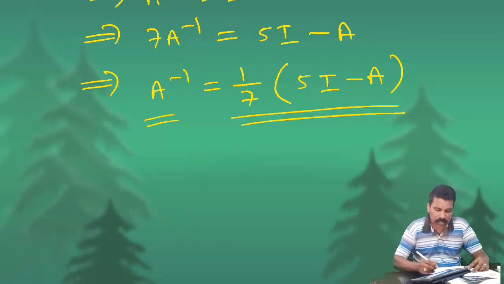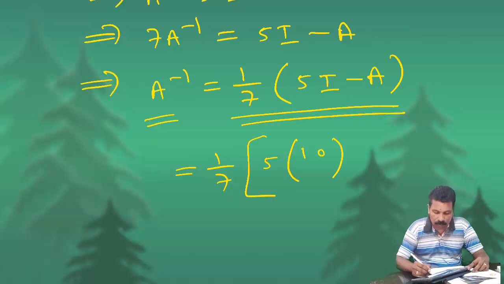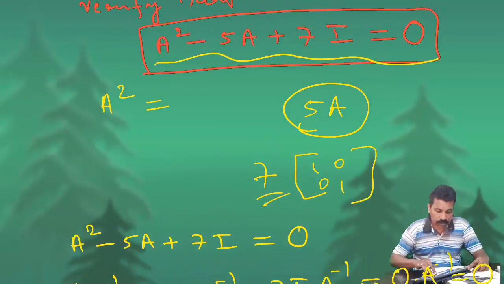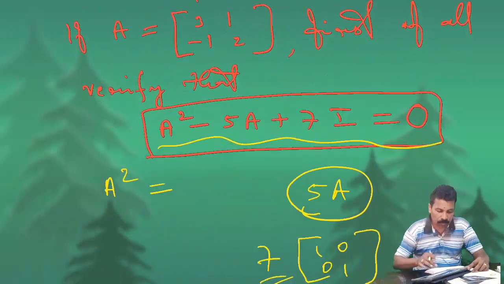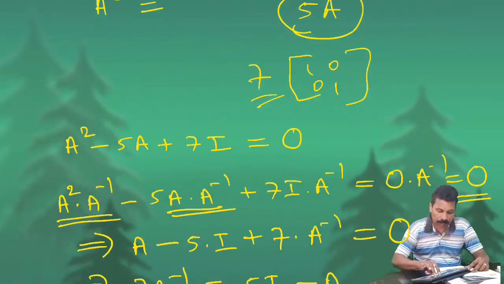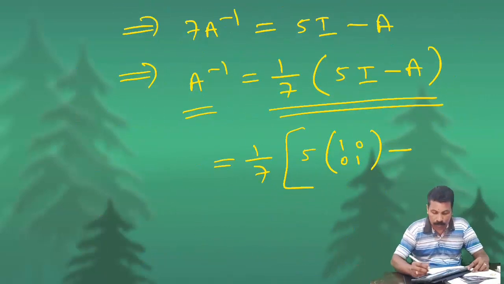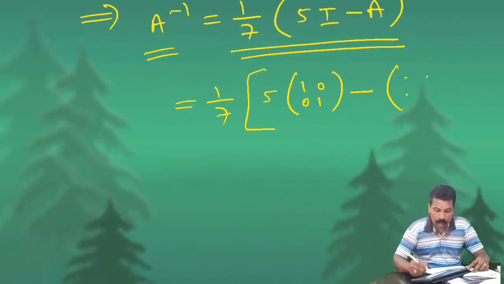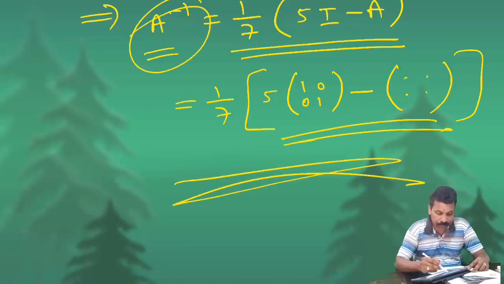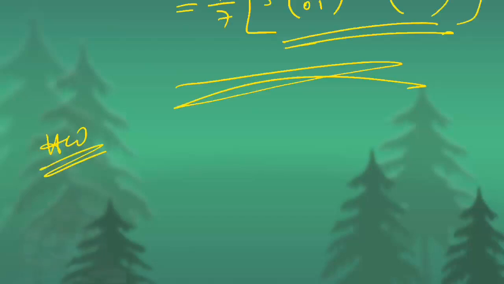And how to simplify this equation? That is very simple. We will write 1 by 7 here, 5 here, and the identity matrix, that is 1 0 0 1, minus A. A is given to you. What is your A? A is nothing but 3 1 negative 1 2. So you substitute that and you simplify. Then that will be your answer, that is A inverse.